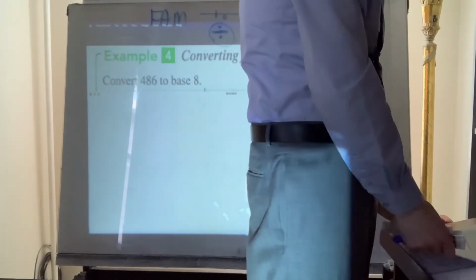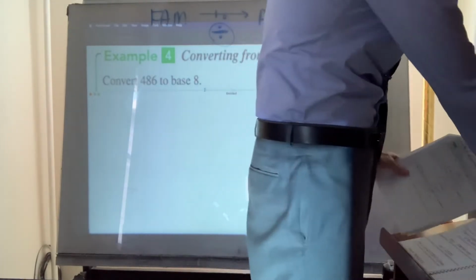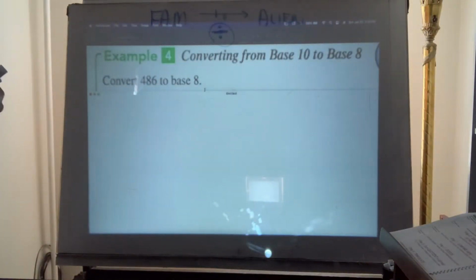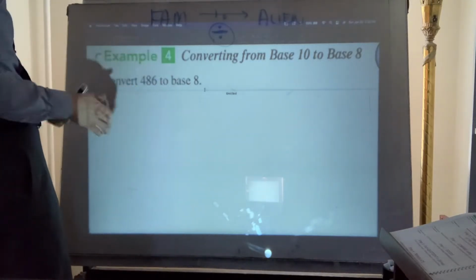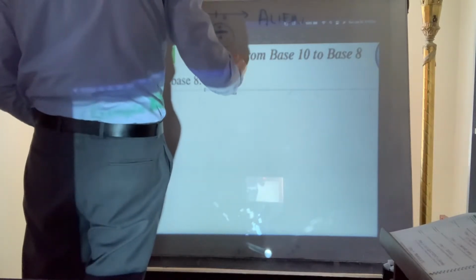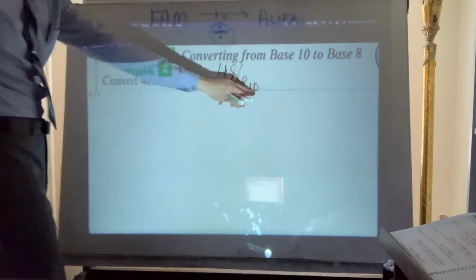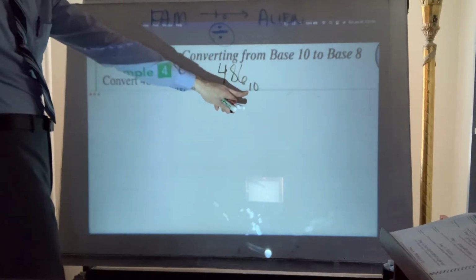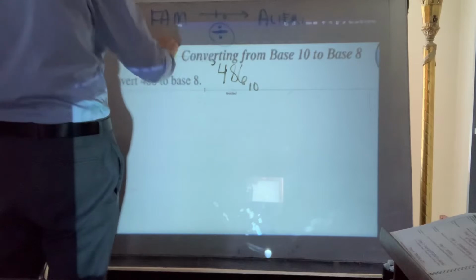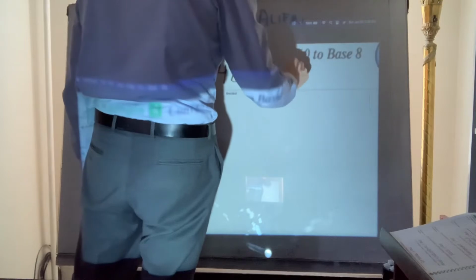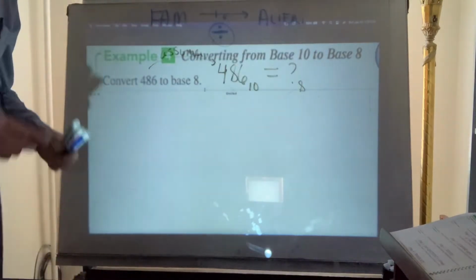Looking at example 4. This is the way that it's typed. If it makes it more clear, I'm just going to rewrite it. It's 486 in base 10. When it's not written with a subscript, you assume that it would be base 10. Always assume. To base 8. So we want to know what this equals in base 8, essentially.